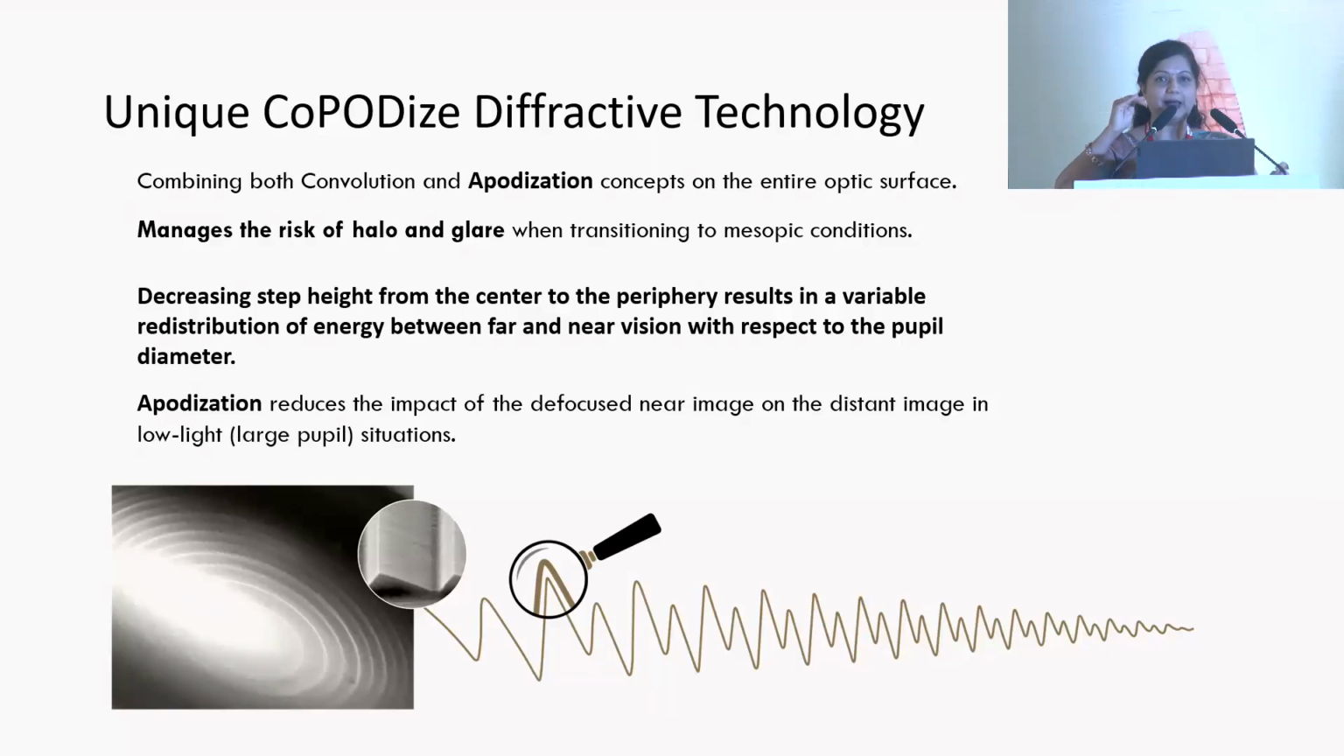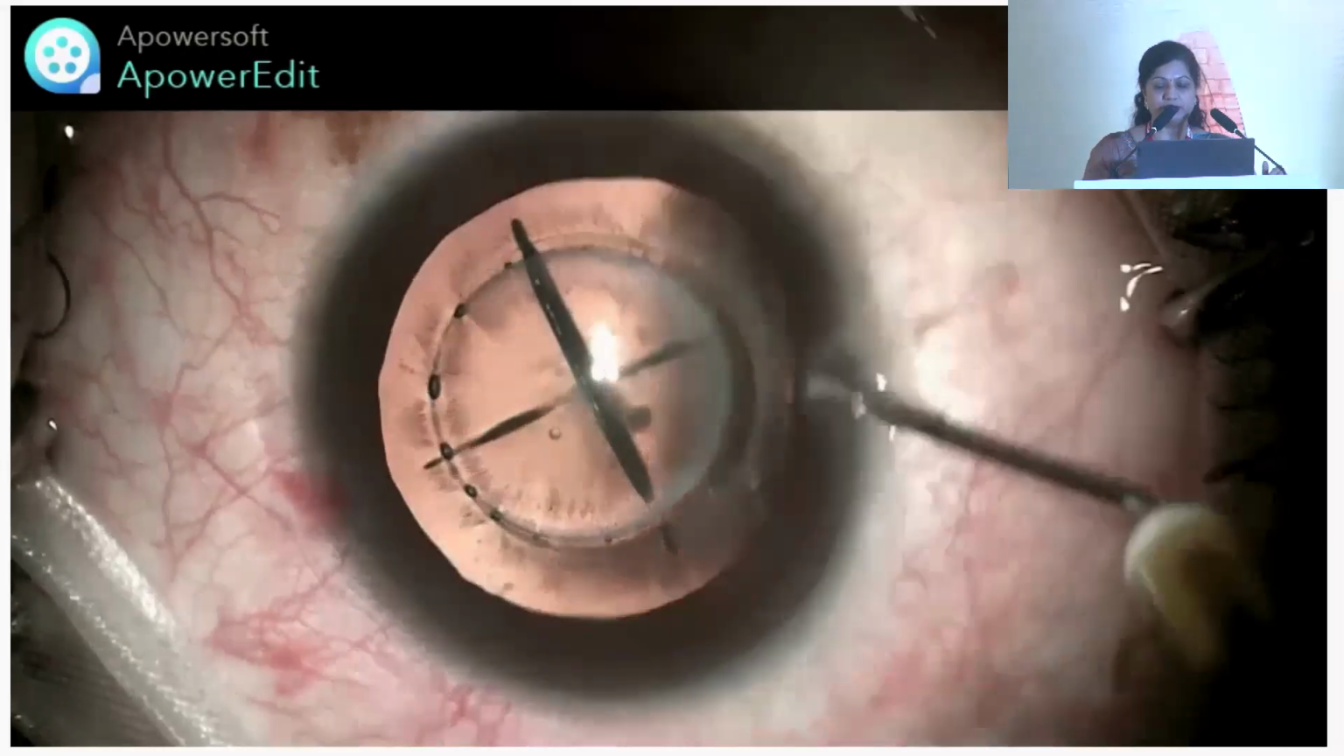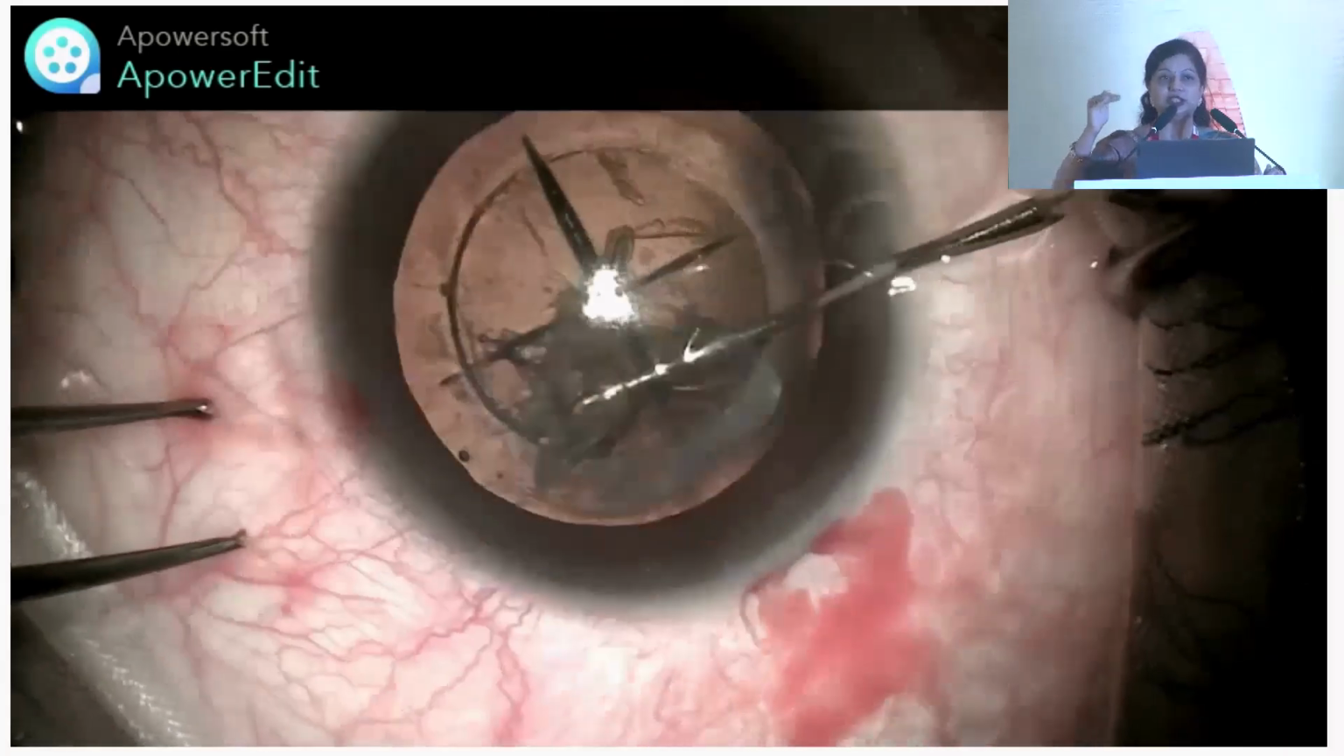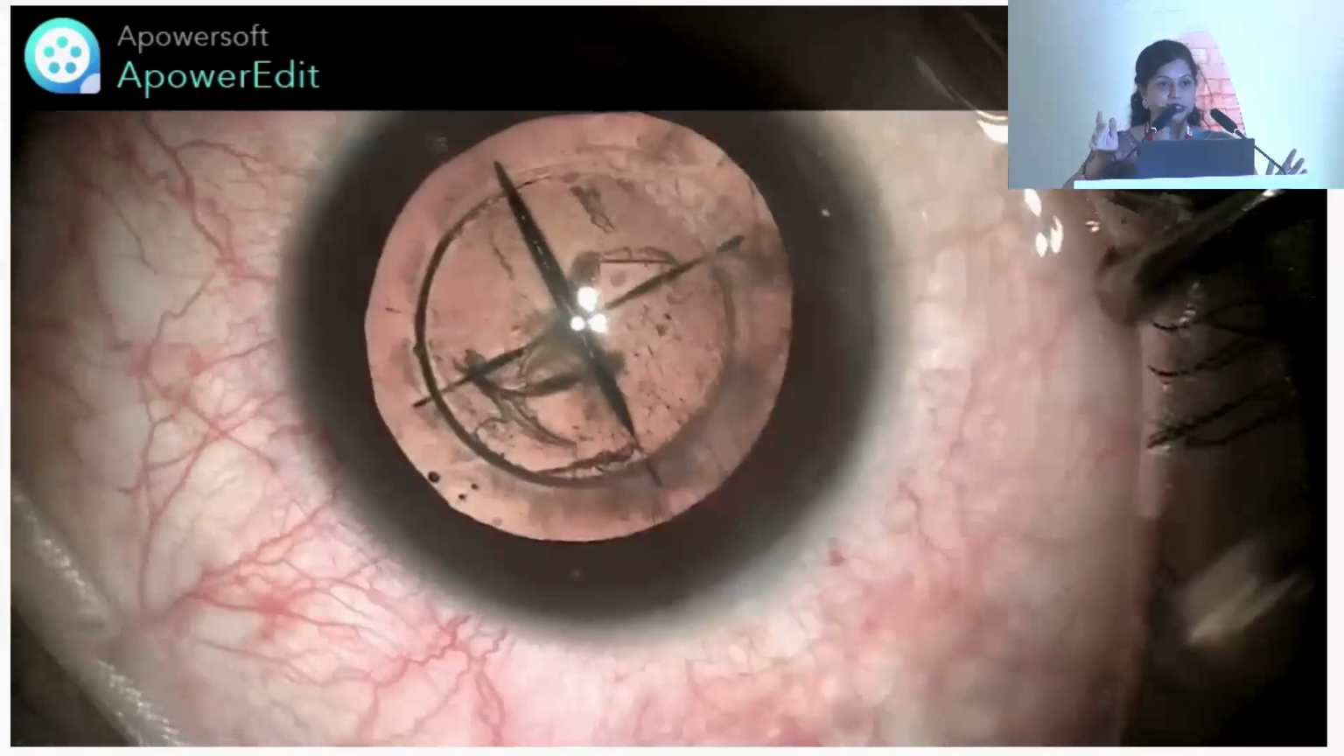When you look at apodization, it means that the peaks go on decreasing from the center to the periphery. That is why it reduces the impact of the defocused near image on the distance image, so it helps to reduce the amount of dysphotopsia. And convolution means that the peaks are smoothened out, so that also reduces dysphotopsia.